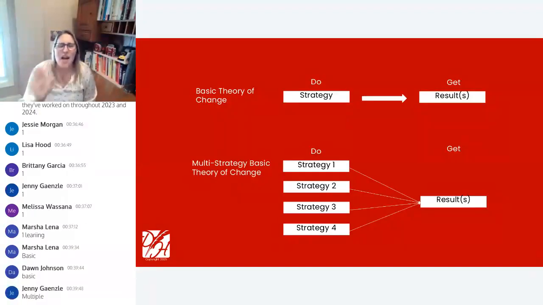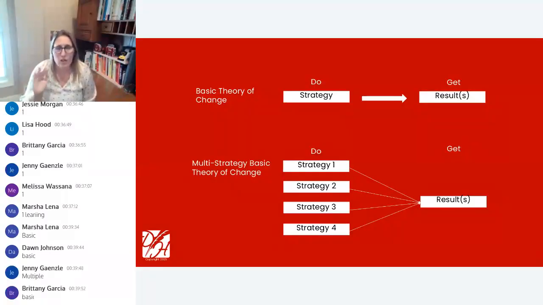There is not a right or wrong answer. Organizations can be just as successful and amazing and get all sorts of grant money being a basic theory of change type of organization or being a multi-strategy theory of change organization.